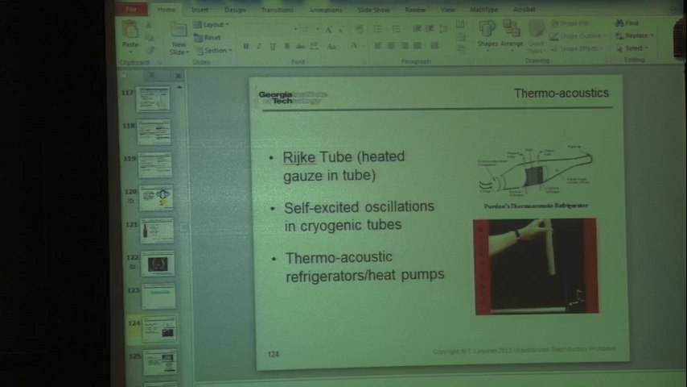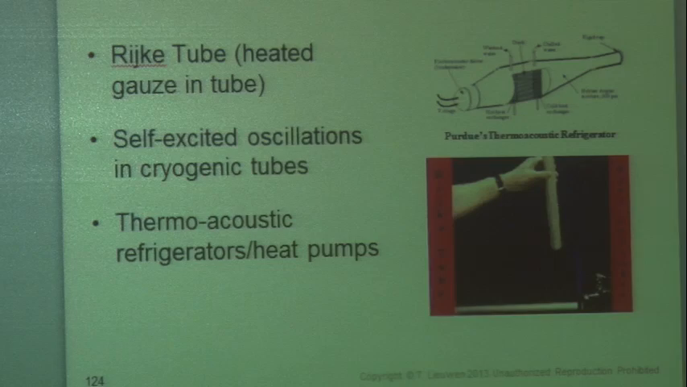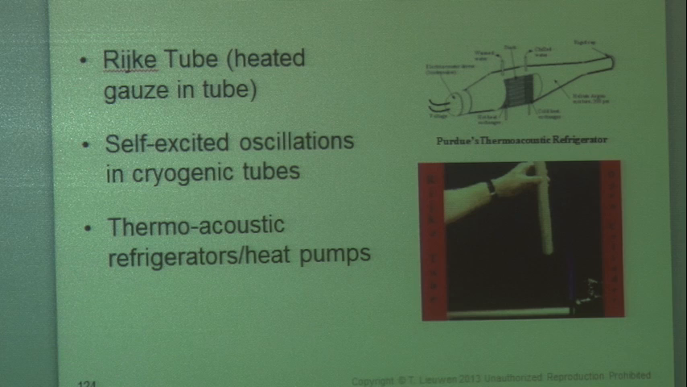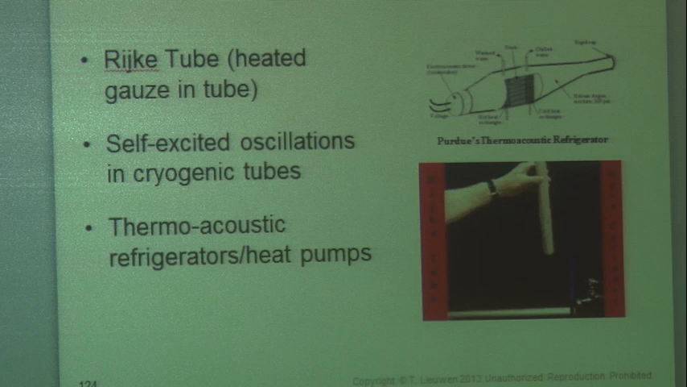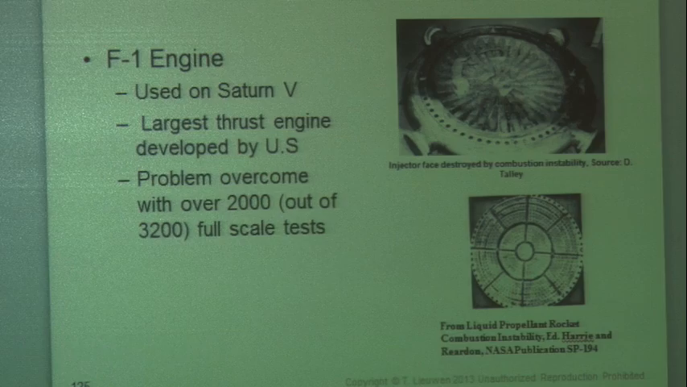So that's an example where there's no flame. The only reason they use that flame is to heat that piece of metal mesh up. You can do the same experiment with thermal resistance wire. Then you don't even need the flame to heat it up. You can use nichrome wire and run an electric current through it, and it will oscillate on its own. So that's thermoacoustics. Turns out, like I said, there's a whole field.